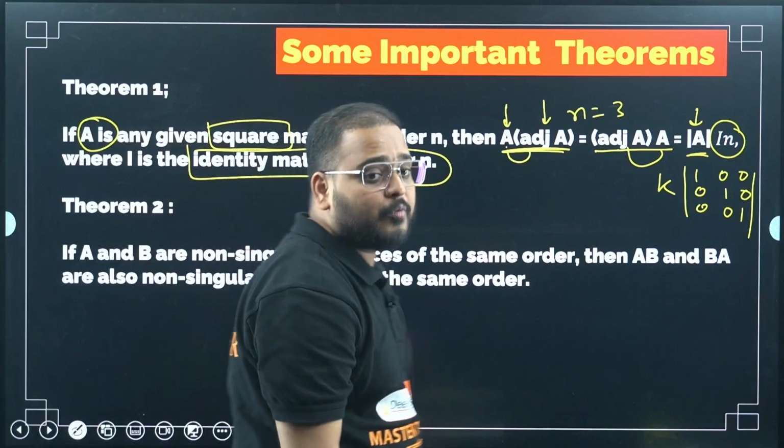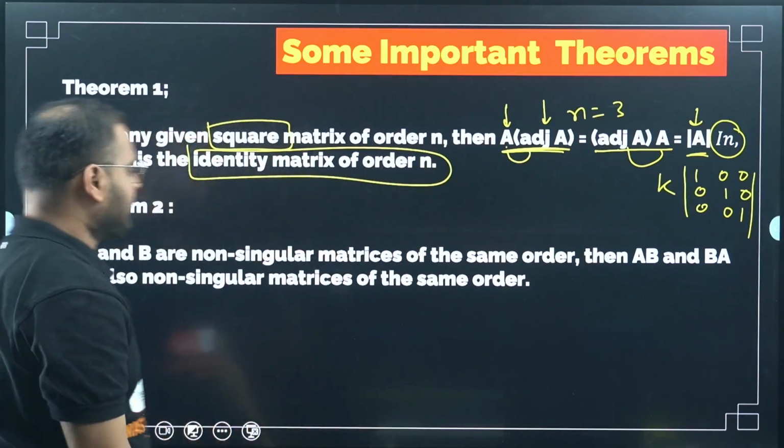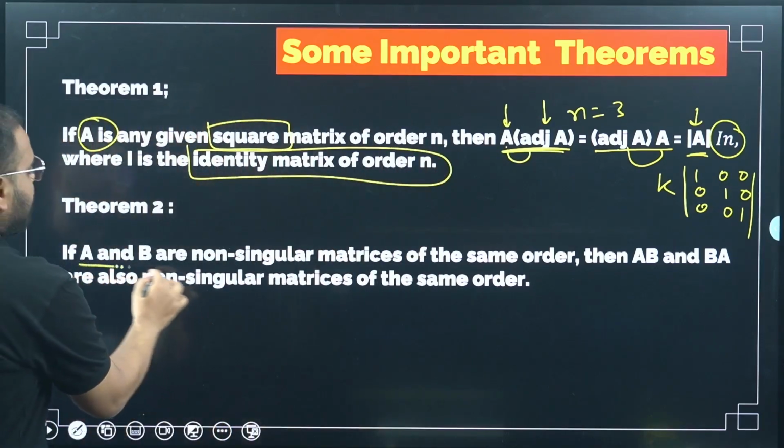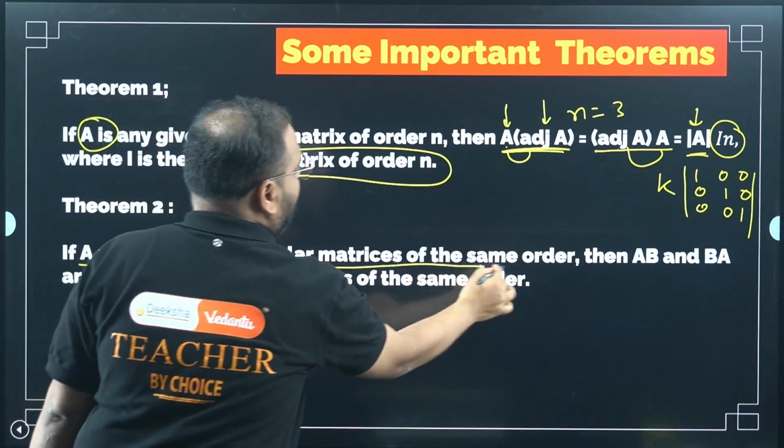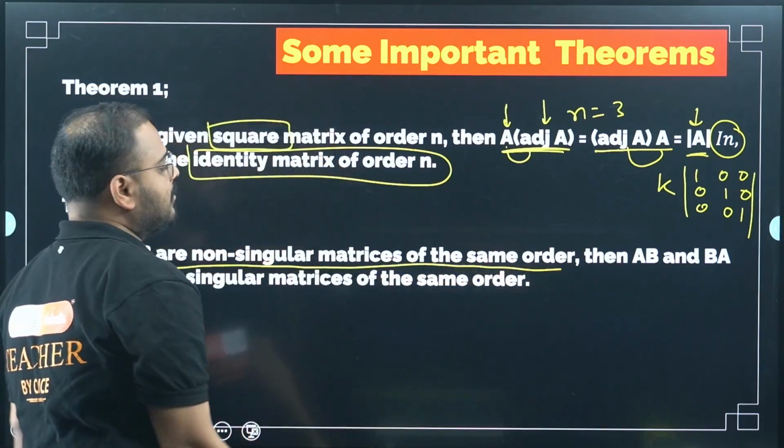We will use this theorem to prove our inverse, so it is important. What about this? If A and B are non-singular matrices of the same order, what is the meaning of this?